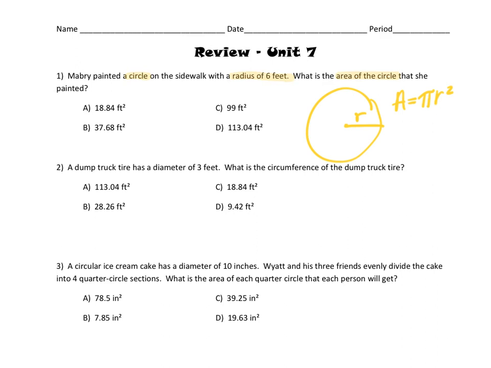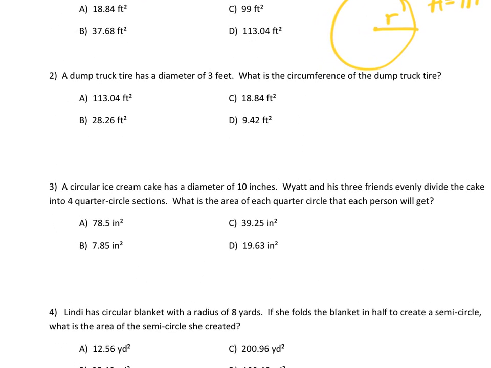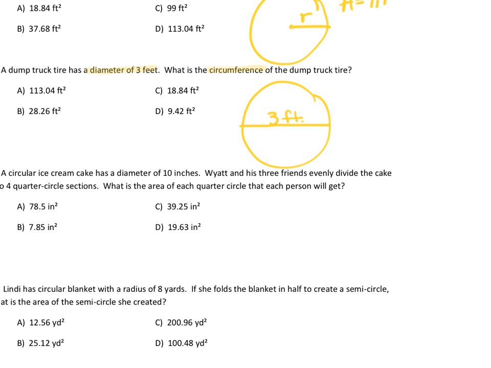Number 2. A dump truck tire has a diameter of 3 feet. What is the circumference of the dump truck tire? So we're still dealing with circles. We're dealing with diameter and circumference. They're asking us for circumference. So if we look at our chart, I'm going to label the diameter. We go back to our chart. What does it tell us? Is there only one formula in the formula chart or 2? 2. There's pi d or 2 pi r. So which one would we use here?